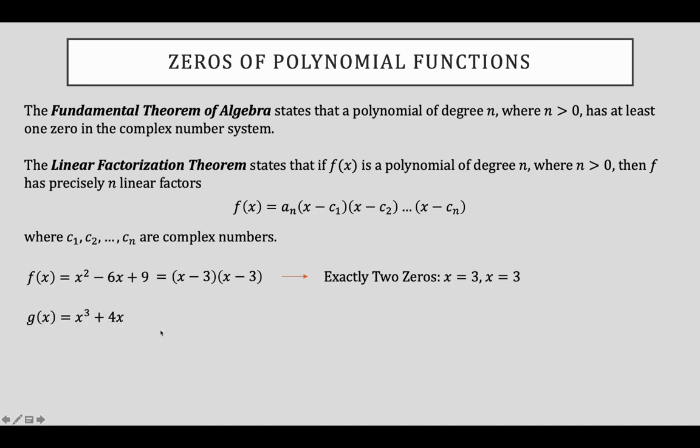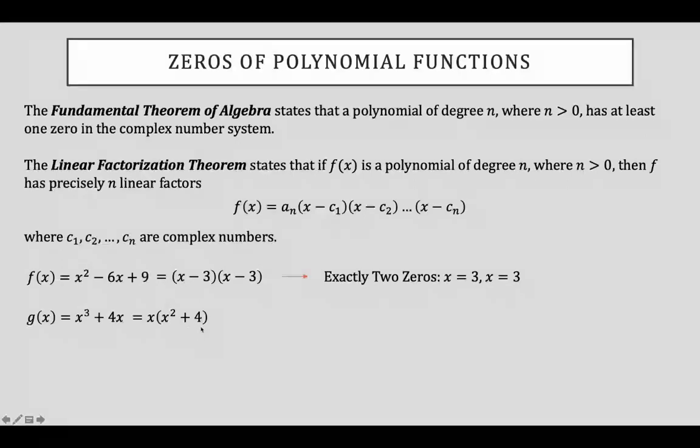All right, what about x cubed plus 4x? Could we factor this? Well, for cubics and other polynomials, we always want to start by looking at a greatest common factor. Our greatest common factor is x. We factor out an x, and we are left with x times (x squared plus 4).